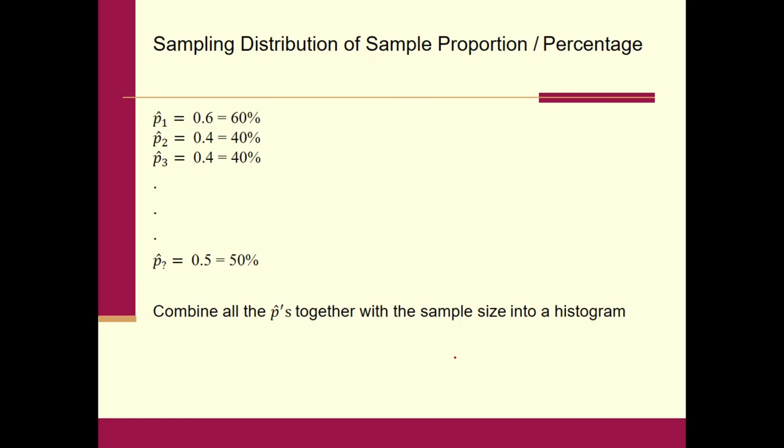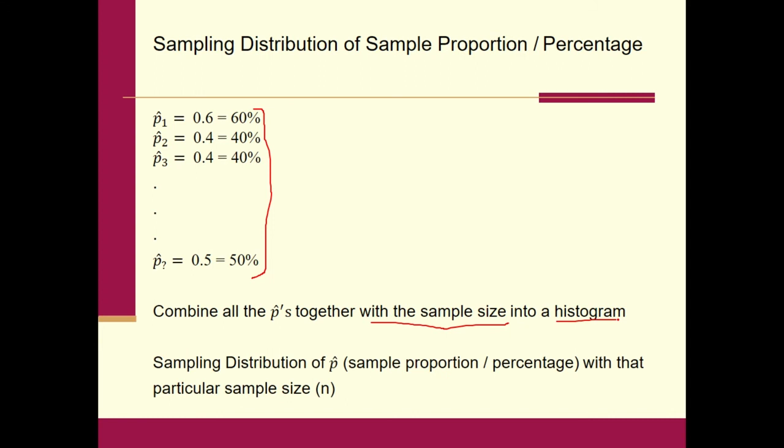So what we're going to do is take all these p-hats and combine them all together. As long as they have the same sample size, we'll combine them all together into a histogram. Once we do that, we are creating the sampling distribution of p-hat.